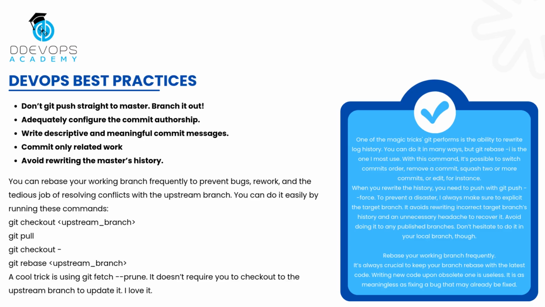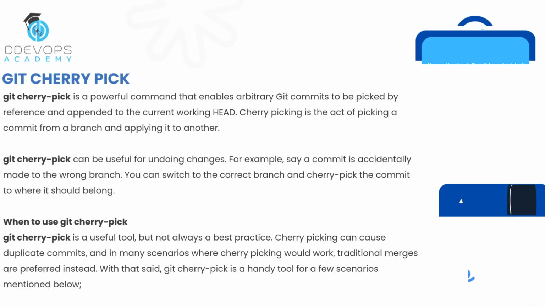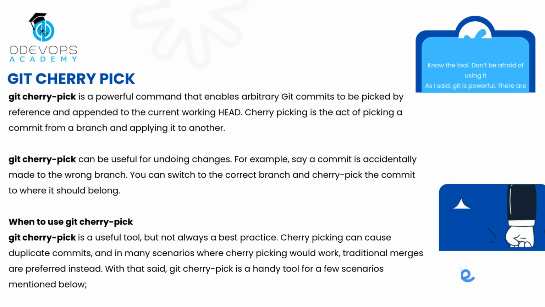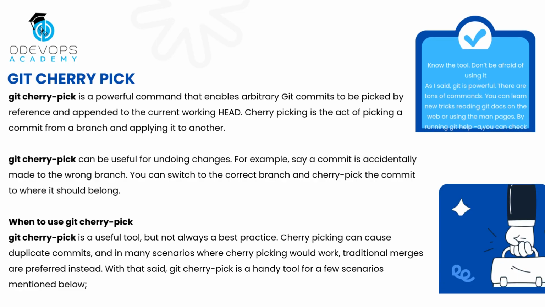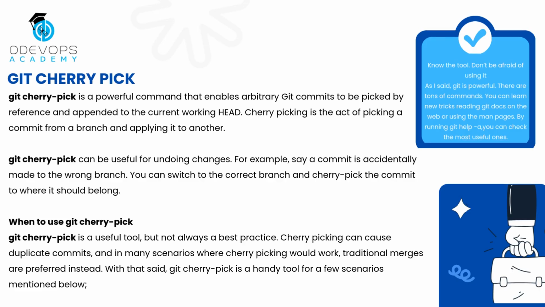Bonus challenge: visualize your branching history, set up GitHub Actions to auto-test pull requests, and reflect on which strategy felt most organized. Git cherry-pick lets you apply a specific commit from one branch onto another. It's handy when a commit lands on the wrong branch. You can switch to the correct one and cherry-pick it over. But use it wisely. Cherry-picking can duplicate commits and complicate history. In most cases, merging is preferred. Still, it's a powerful tool when used intentionally. Run git help -a to explore more Git commands and sharpen your workflow.